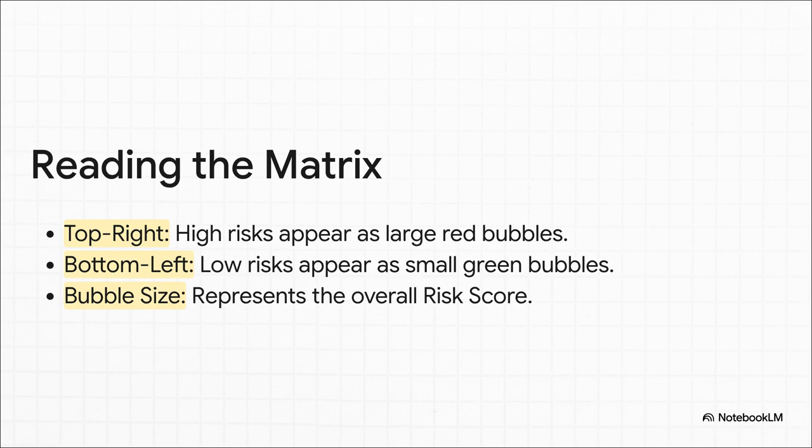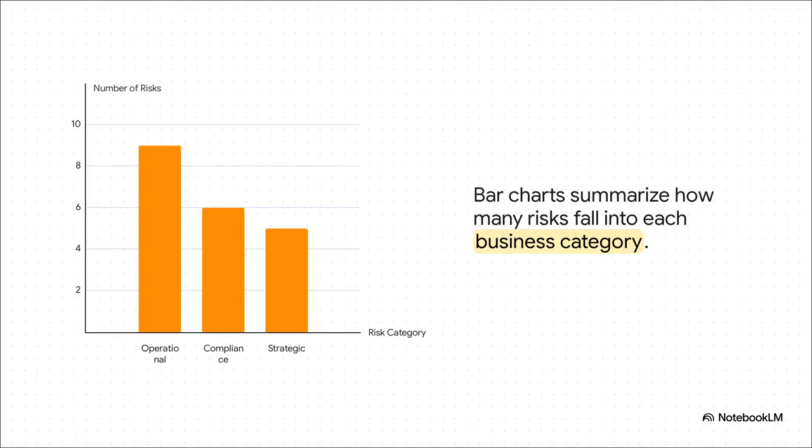Anything up in that top right corner is both highly likely and has a high impact. Those are your big red bubbles, your code red alerts. Then down in the bottom left, you've got your low priority green bubbles. And the size of each bubble, that just represents its overall risk score. So in one single look, you know exactly where your biggest problems lie. But of course, you can slice and dice the data in other ways too. For example, a simple bar chart can instantly show you which part of the business, like operations or compliance or strategy, is carrying the most risk. It just gives you that quick, high-level snapshot.